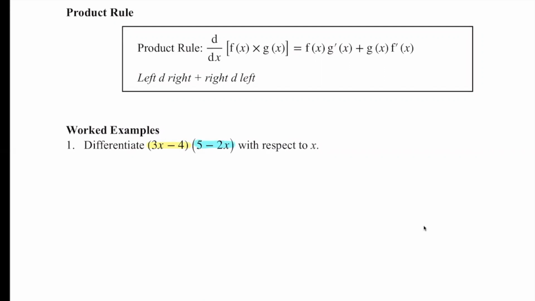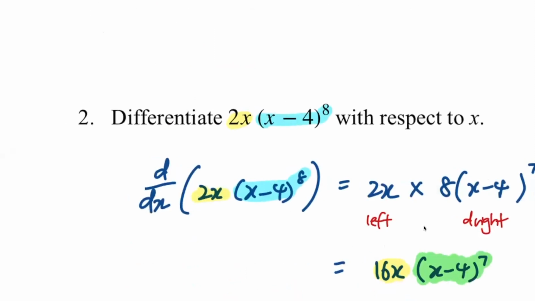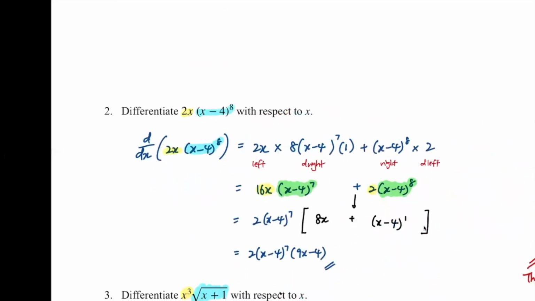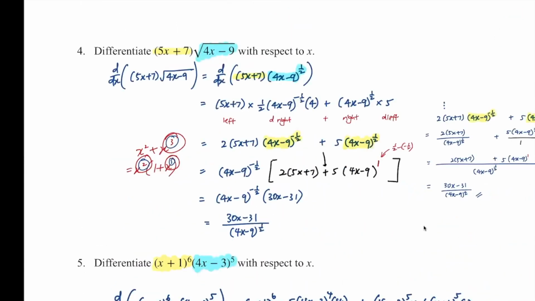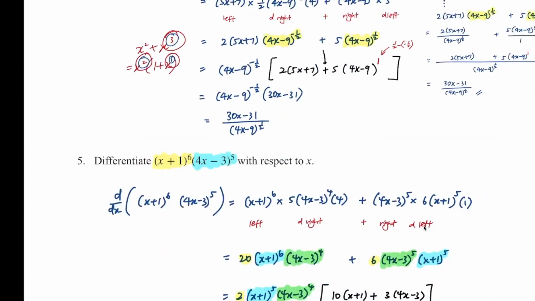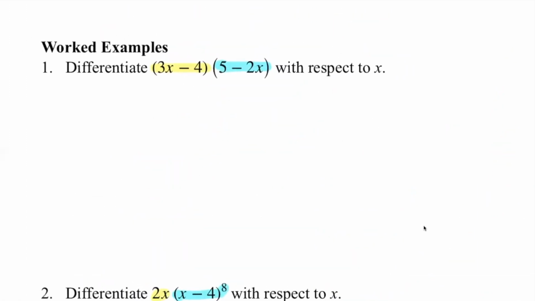In fact, if you look at all the examples later on, I highlighted in yellow the thing on the left and blue the thing on the right. Question 3, the thing on the left is x cubed, the thing on the right is square root x plus 1. Question 4, the thing on the left and the thing on the right. Question 5. So it's quite easy to spot when you need to use product rule.